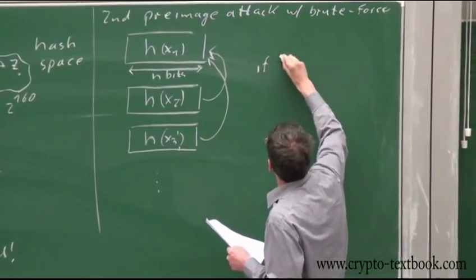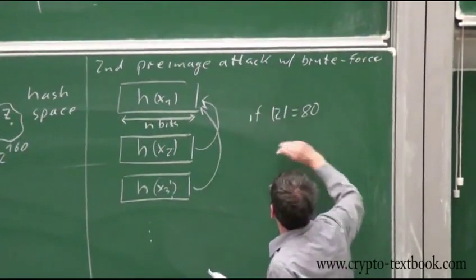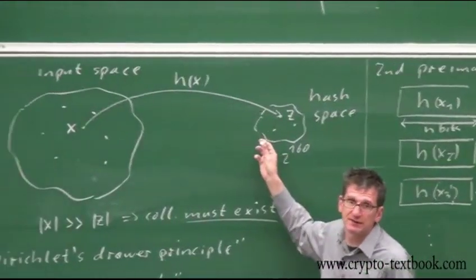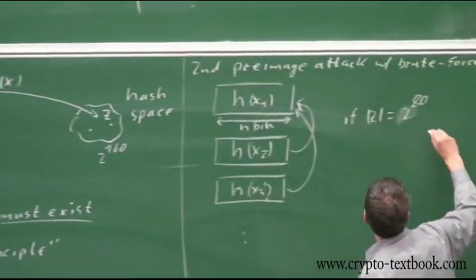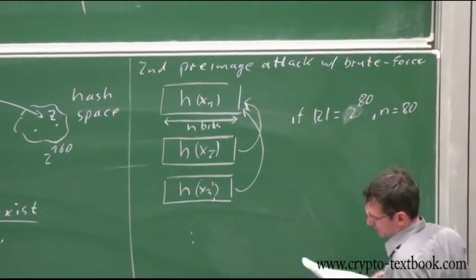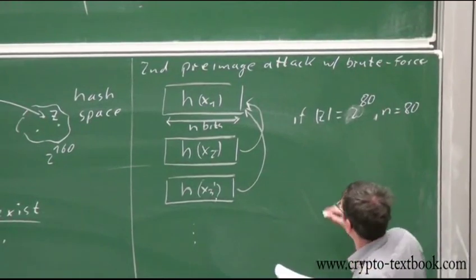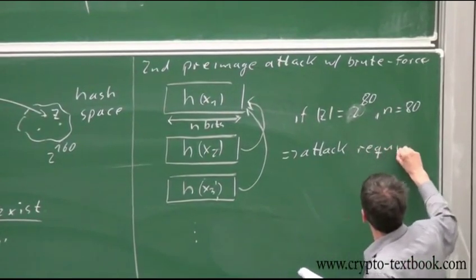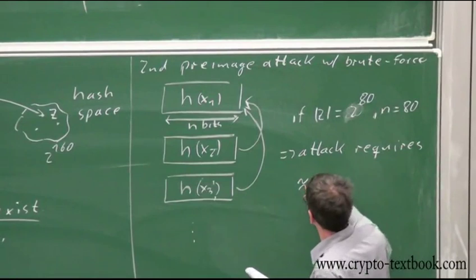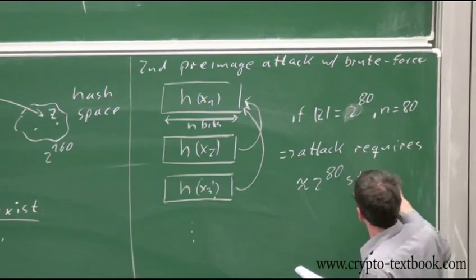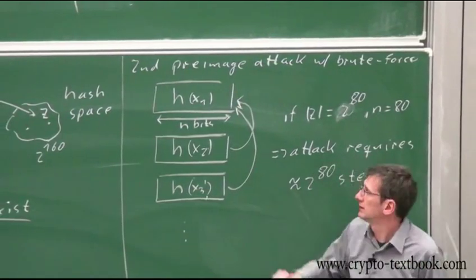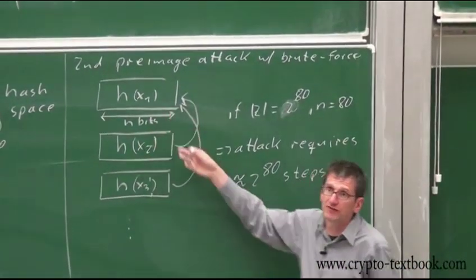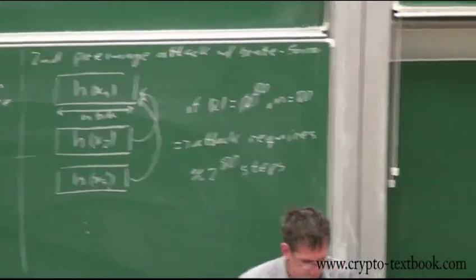Let's say the output is 80 bits, not 160. Then the attack requires 2 to the 80 steps. Okay? Every time we have a new input, we get a pseudo-random output, pseudo-random 80 bits, and you have to run that roughly 2 to the 80 times until you find a collision. Okay?